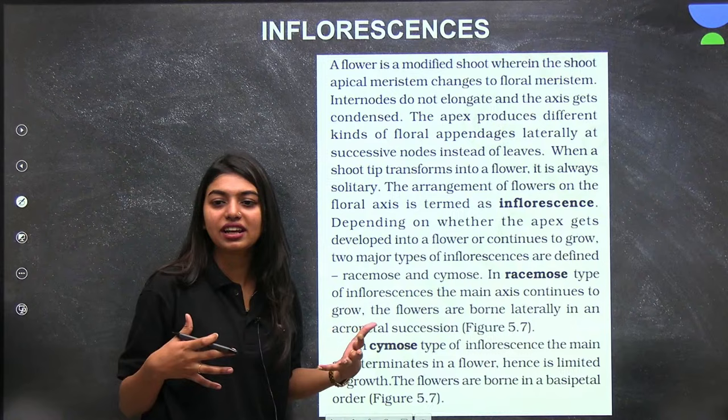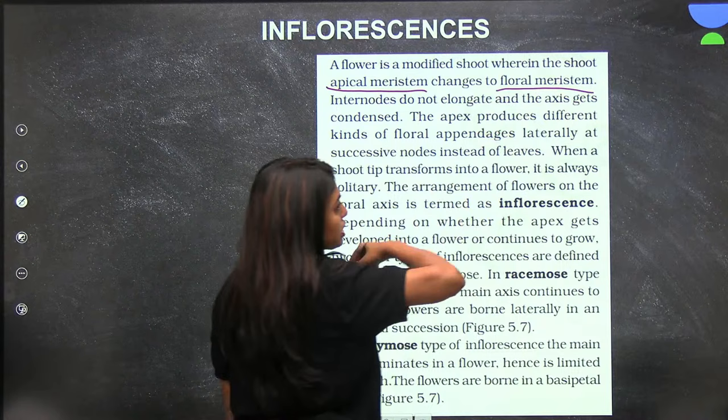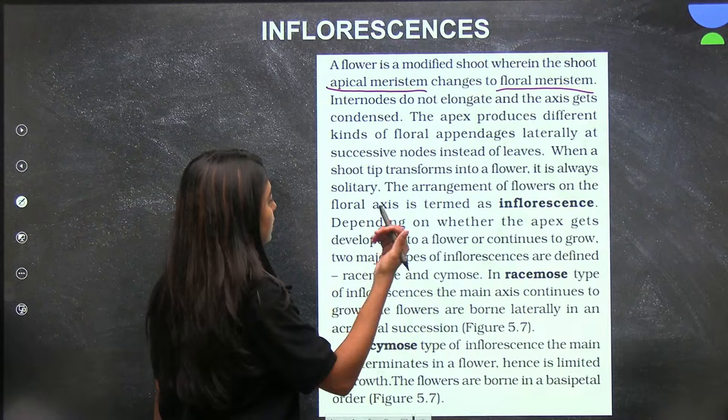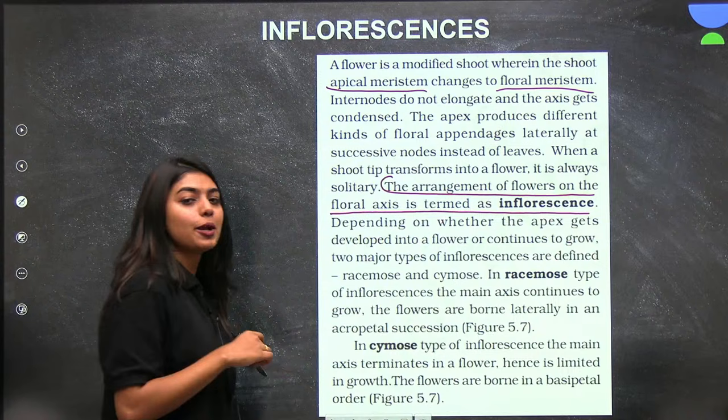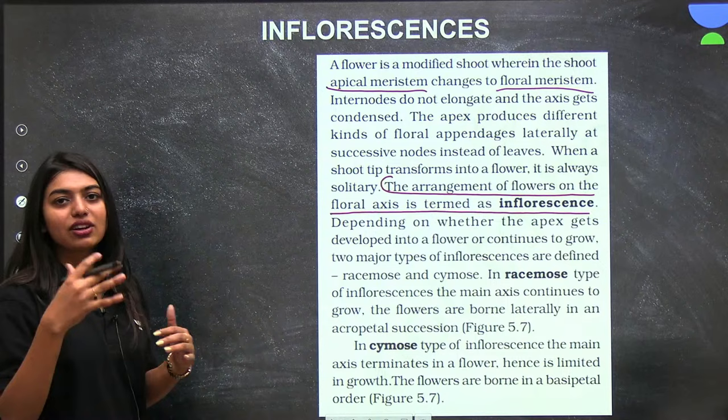Yes, jasmine, sunflower, bougainvillea. Correct, Manu. A flower is a modified shoot wherein the shoot apical meristem changes to floral meristem. That's why we call it the floral axis. Now the apex produces different kinds of floral appendages laterally at successive nodes instead of leaves. So the arrangement of flowers on the floral axis is termed inflorescence. Sometimes there will be a skid of my words, students, so do not worry.